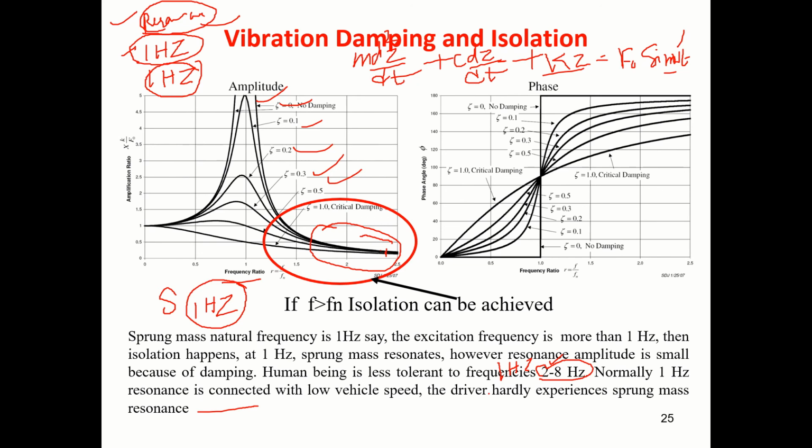So please remember in future, what is the natural frequency of the overall car? It's 1 Hertz. Most of the vehicles we fix between, say, 0.95 to 1.03, 1.1, something like that, within that range only. Right.